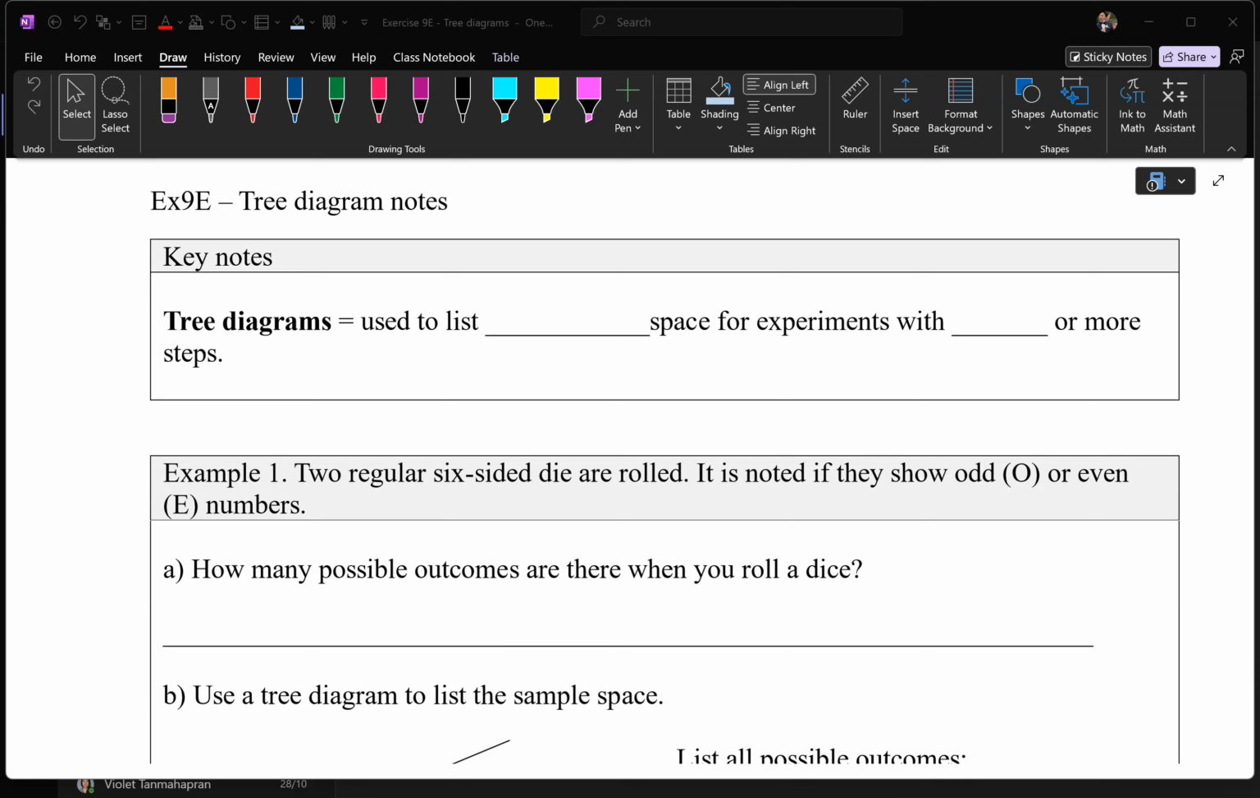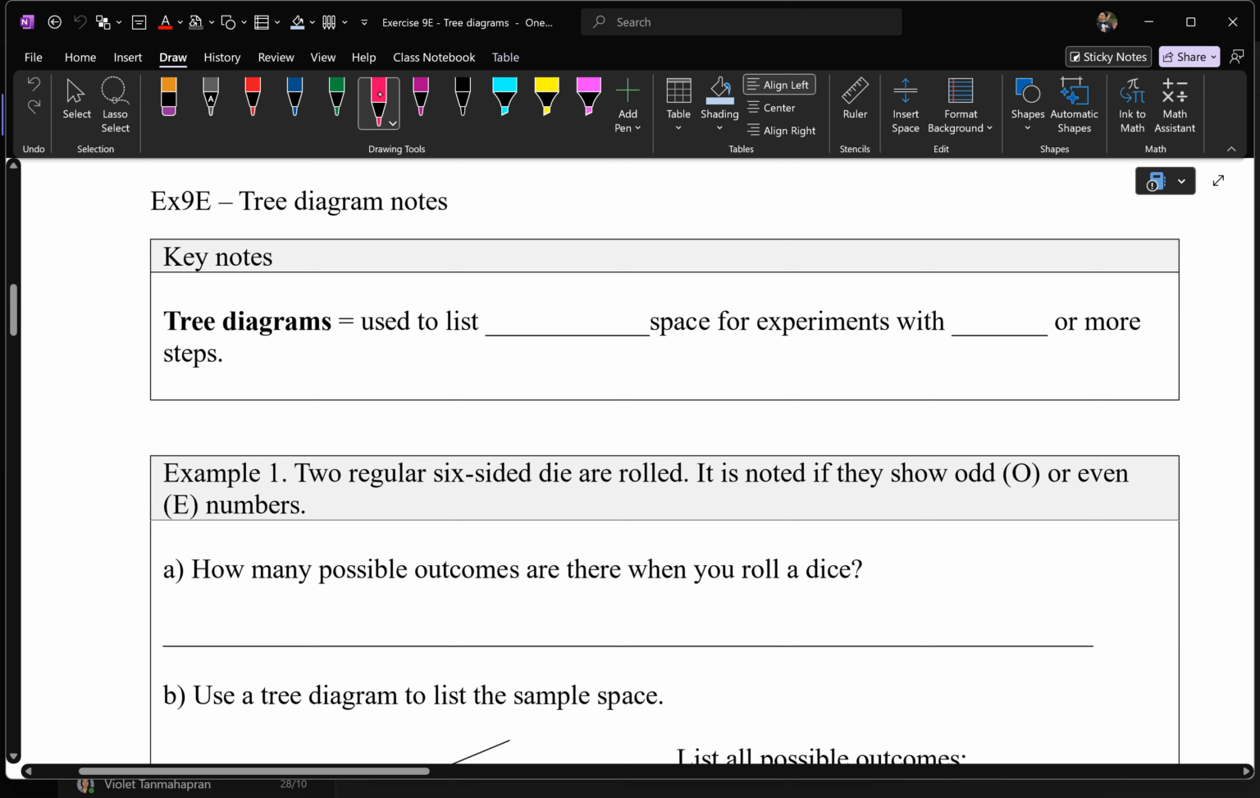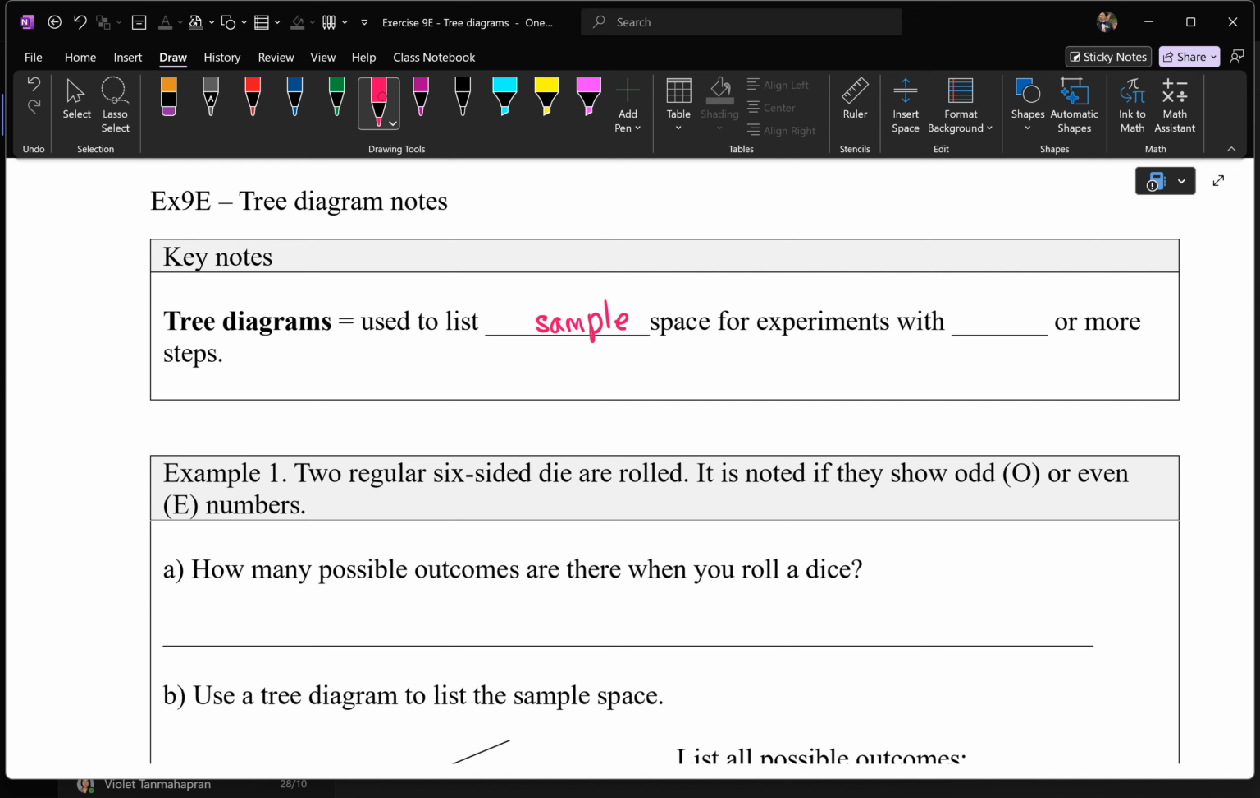Exercise 9E, tree diagram notes. Let's go. Tree diagrams. We use them to list, and what you write here, this is sample space for experiments with 2 or more steps. Write that down. So when do we use tree diagrams?